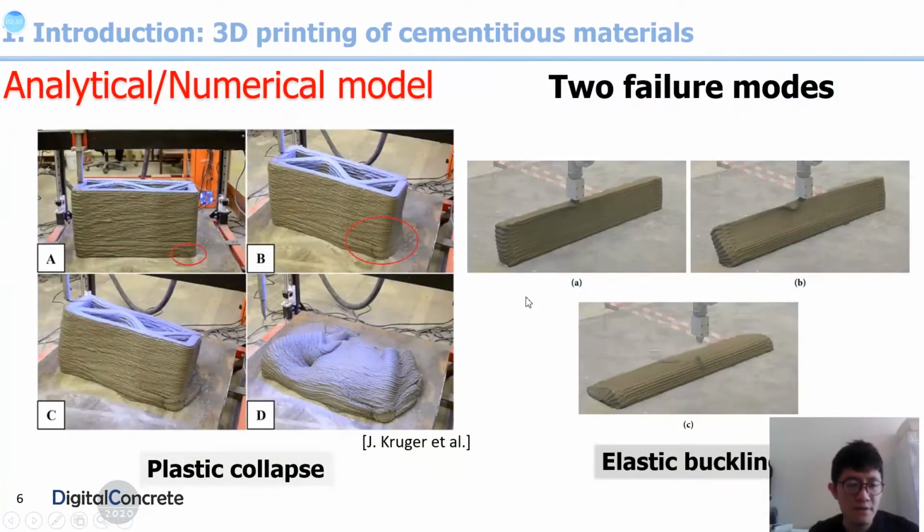For the numerical method, when it comes to the simulation of 3D printing, it's necessary to get the correct failure mode. There are 2 common failure modes in 3D printing technologies. The first one is plastic collapse. The second one is elastic buckling. For plastic collapse, the bottom layer in the corner will reach the yield stress, then the whole system eventually fails. For elastic buckling, not too many parts reach the yield stress, but the global system loses capacity.